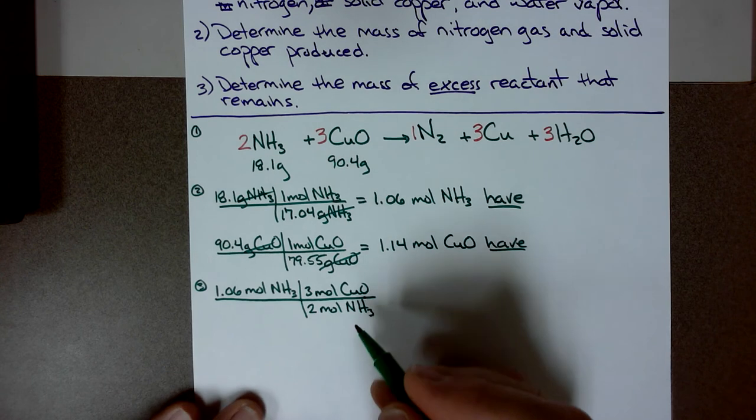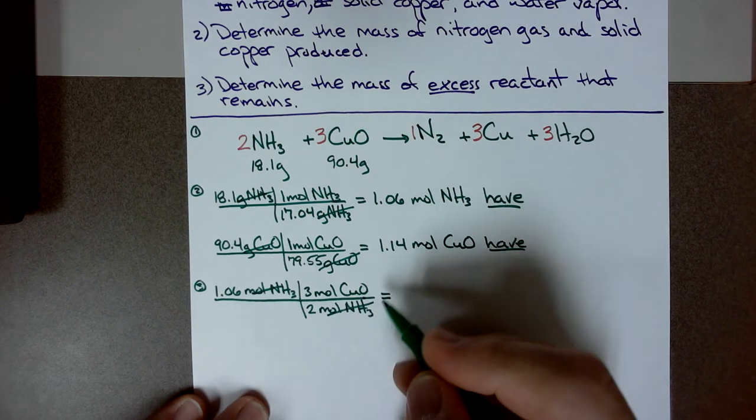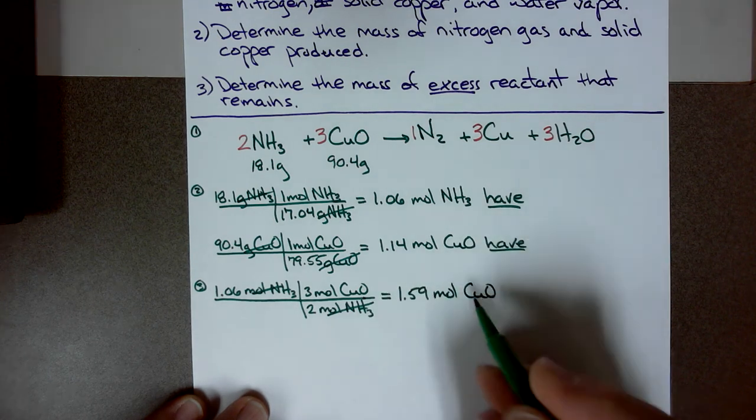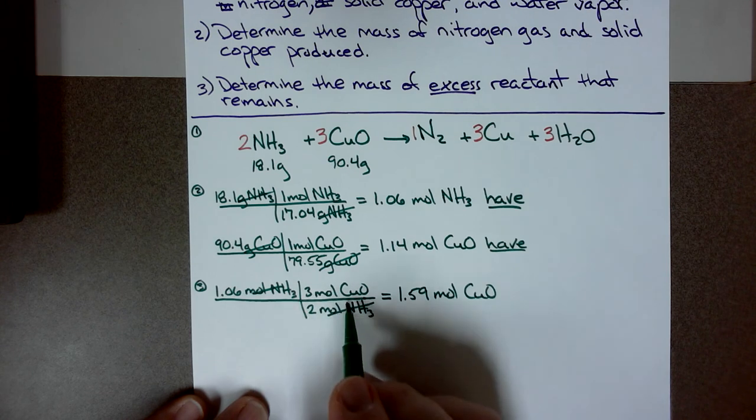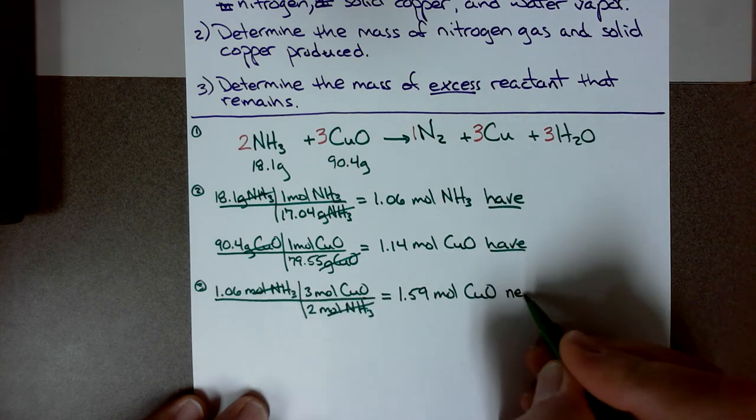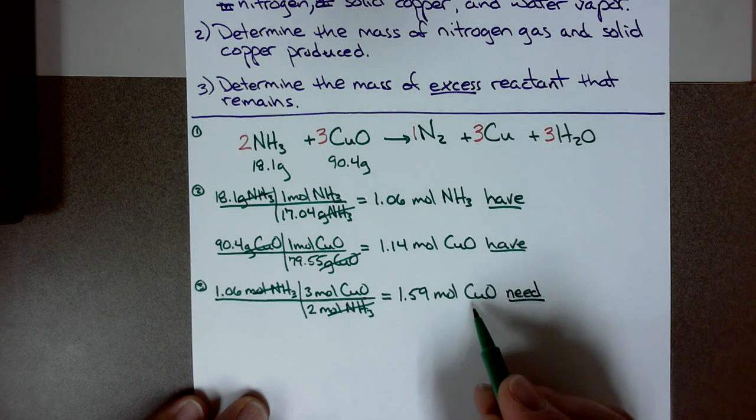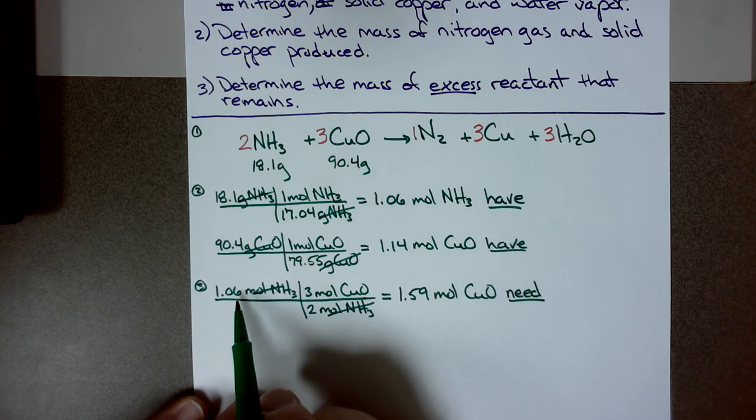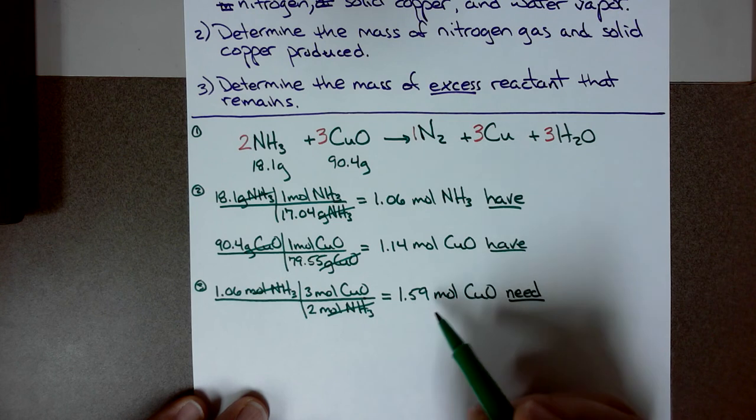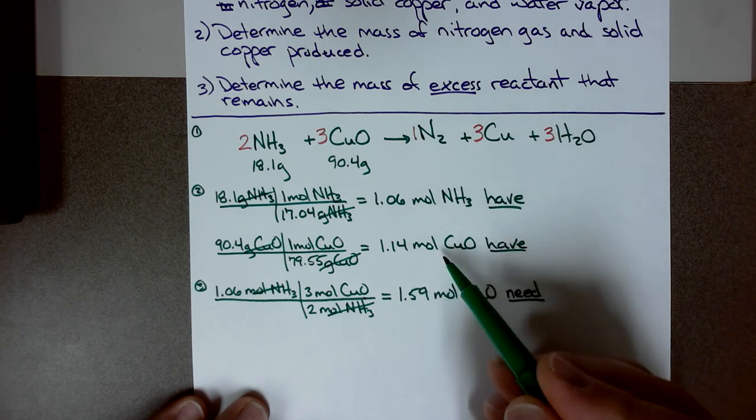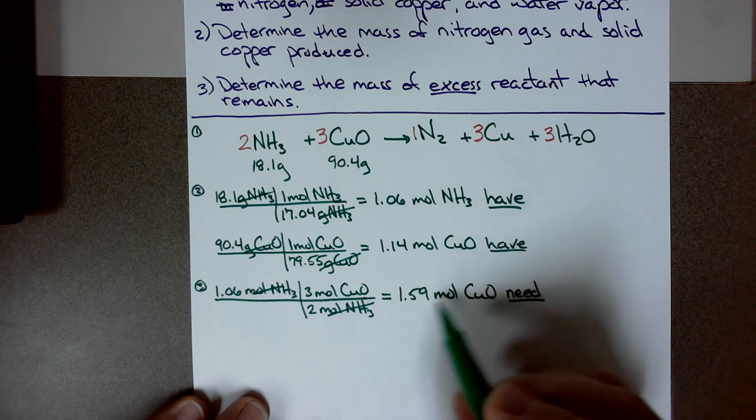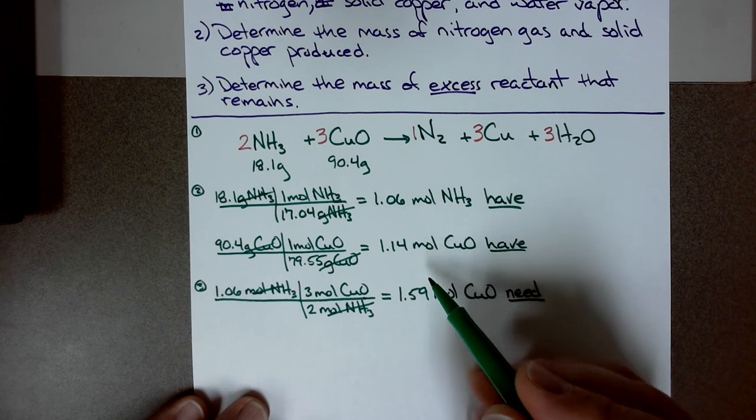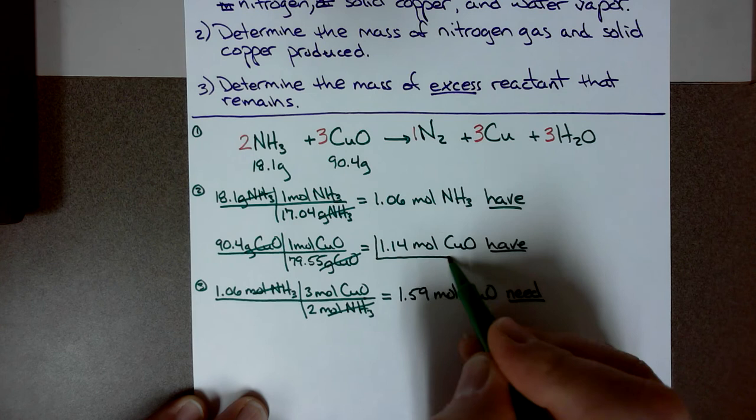When I do this, it comes out to be 1.59 moles of copper(II) oxide, because remember I canceled the ammonia, so I'm left with copper(II) oxide. That's what I need. I need this much copper(II) oxide to react with all of the 1.06 moles of ammonia. Well, I have 1.14 moles. I need 1.59. I do not have enough. I do not have as much as I need.